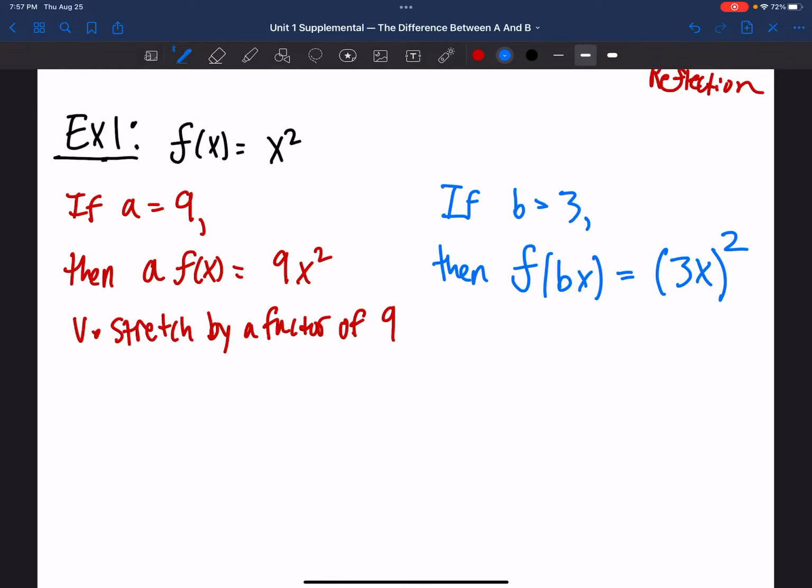But, well, first, note that this is a horizontal compression. Using our rules, this is a horizontal compression by a factor of 3.